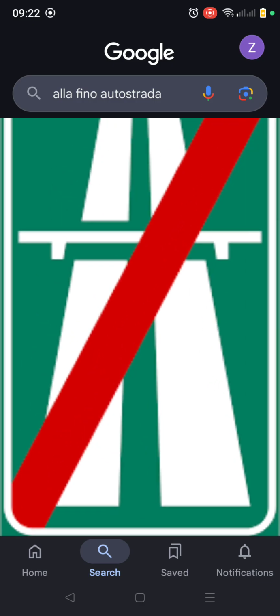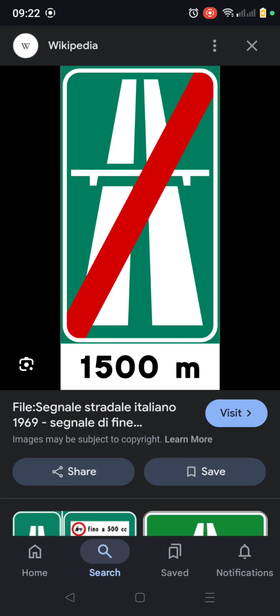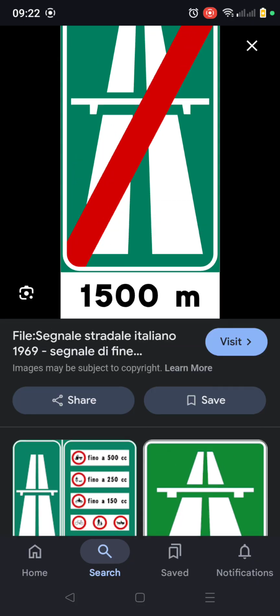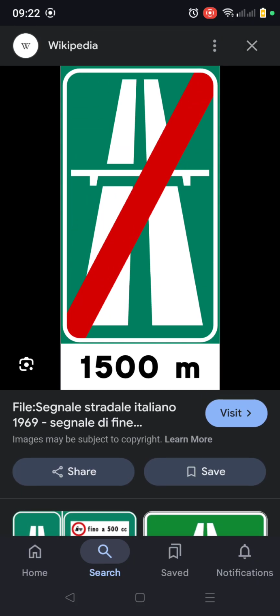Okay, so if you see this signal now, you will see that they use a red bar, a barra rossa, is what they call this red bar. They will use it to cross the signal. That means you have come to the end of the autostrada. This one is the ending of it.